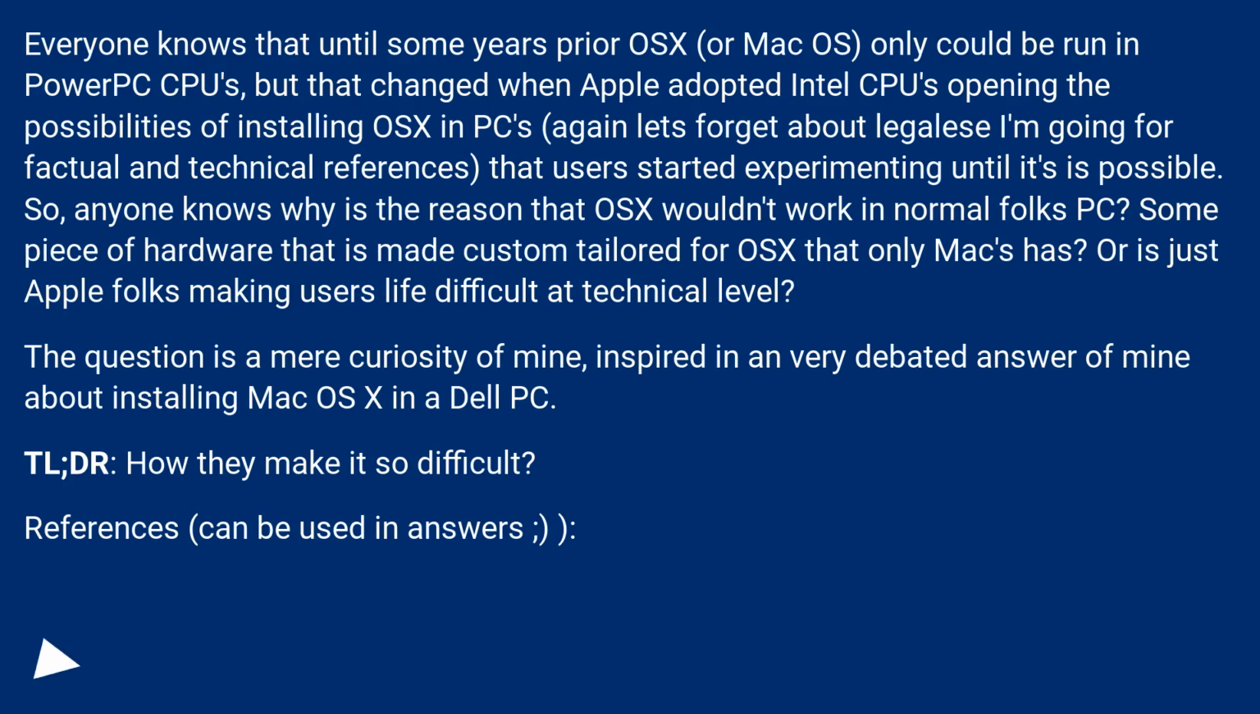Everyone knows that until some years prior, OS X, or macOS, only could be run in PowerPC CPUs, but that changed when Apple adopted Intel CPUs, opening the possibilities of installing OS X in PCs. Again, let's forget about legalese. I'm going for factual and technical references that users started experimenting until it is possible. So, does anyone know the reason that OS X wouldn't work in normal folks' PC? Some piece of hardware that is made custom tailored for OS X that only Macs have? Or is it just Apple folks making users' life difficult at technical level?